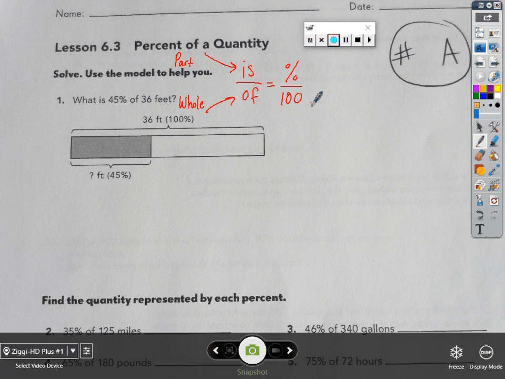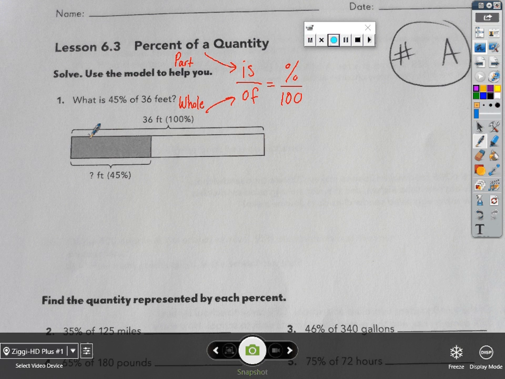I do want to take a look at number one. I purposely did not assign this. It is not an even number, but my students every year would look at this and kind of panic. Here you're actually given a bar model, so there's a useful tool kind of sitting in front of us to help us see this is over of equals percent over 100, or percent proportion method.